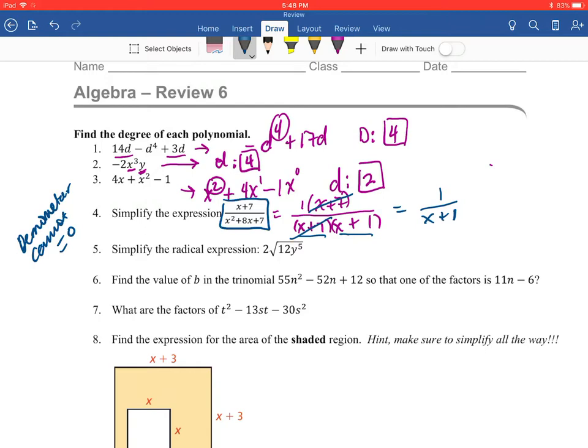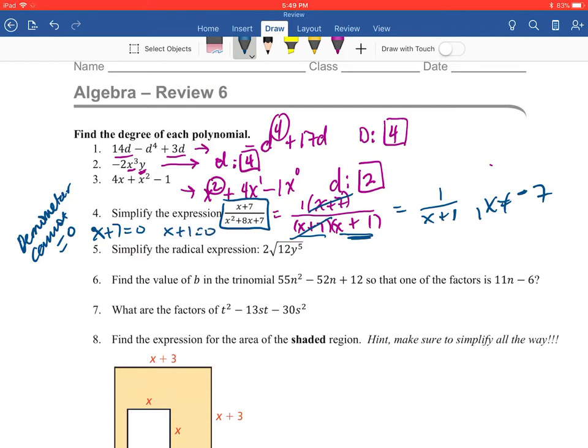For my simplified form, in order for me to do that, I'm going to set x plus 7 equal to 0. Well, what plus 7 will equal 0? Negative 7. Negative 7 plus 7 is equal to 0. So x cannot equal negative 7. Same with x plus 1.